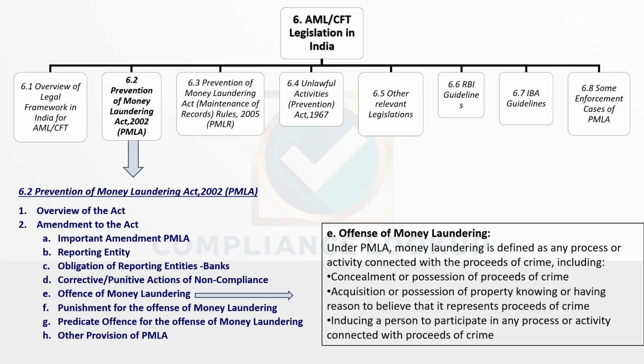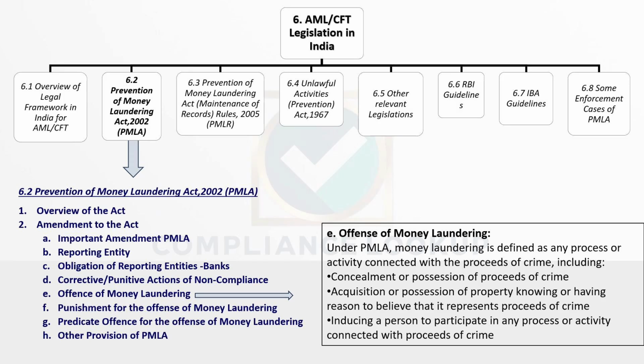E. Offense of money laundering. PMLA defines money laundering as any process involving the proceeds of crime, including concealment or possession of crime proceeds, acquisition or use of property knowing it comes from criminal activity, and inducing others to participate in laundering. Example: if someone knowingly buys a car using money earned through smuggling, they are guilty of money laundering.